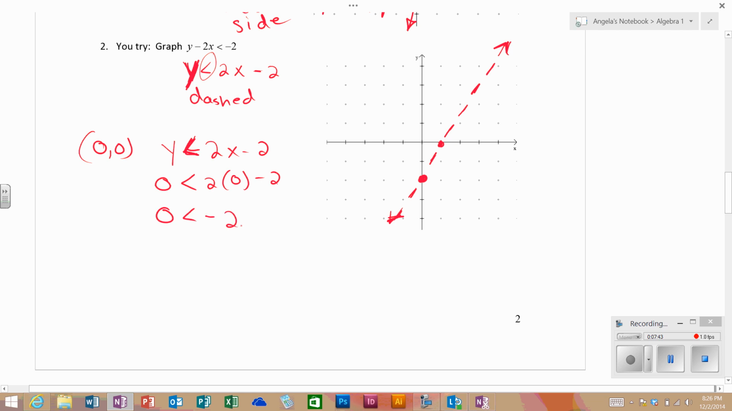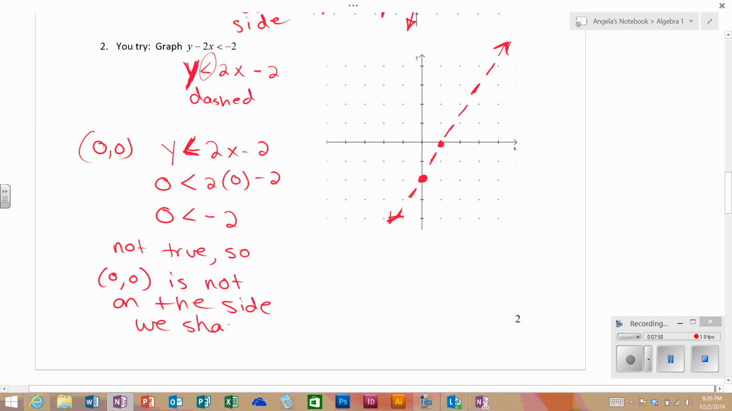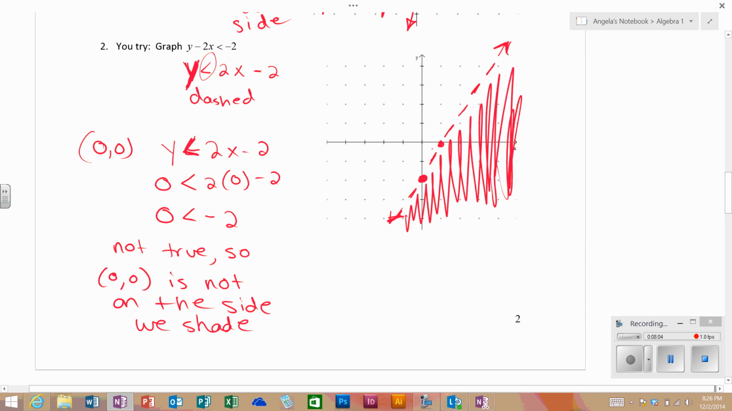Is that true? Is 0 less than negative 2? No, it's not true. So 0, 0 is not on the side we shade. So that means we shade the other side that doesn't have 0, 0 because 0, 0 is on the other side. Okay? All right. So that's how you graph them if you're given an inequality.